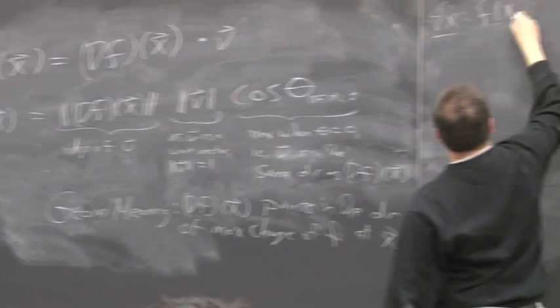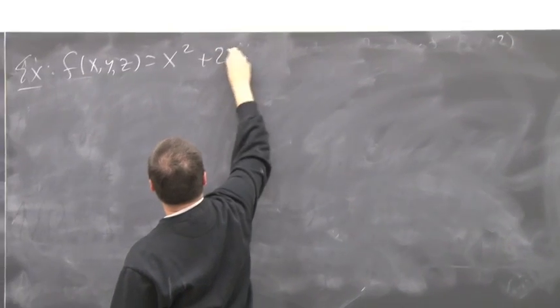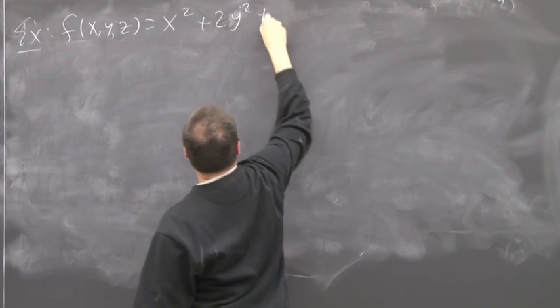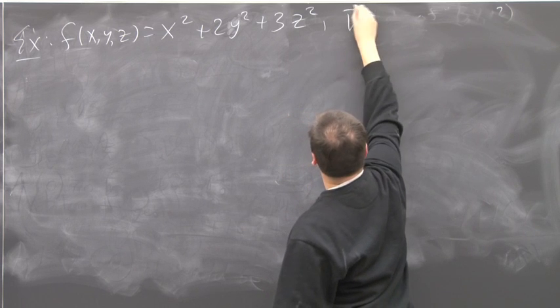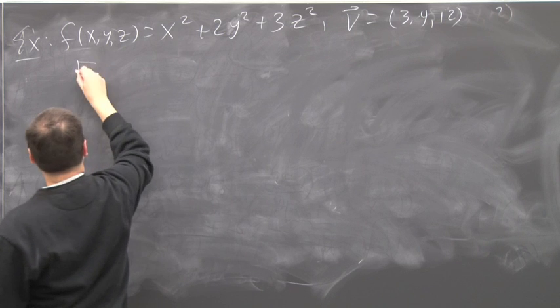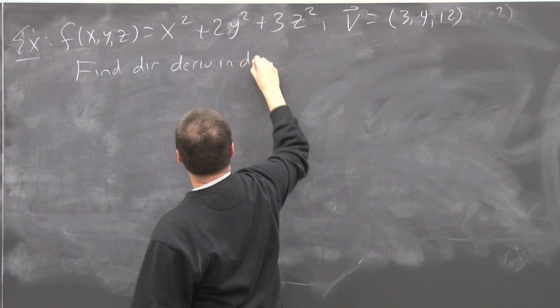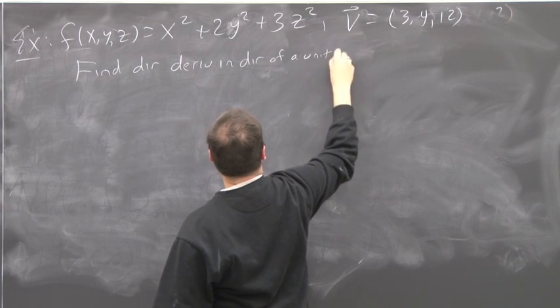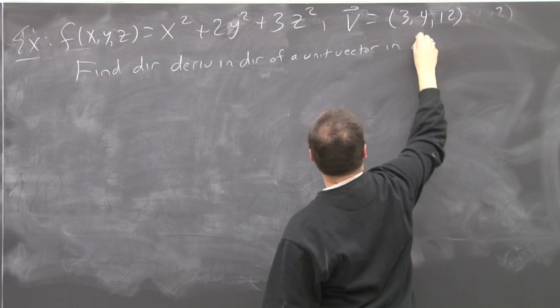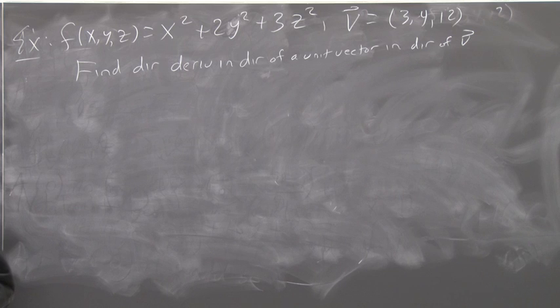Let f of x, y, z be x squared plus 2y squared plus 3z squared. And I'm going to take v to be the point 3, 4, 12. Find the directional derivative in the direction of a unit vector in the direction of v. So I give you a direction v. I want to find something in the same direction as v, but unit length. Unless, of course, v happens to be unit length.